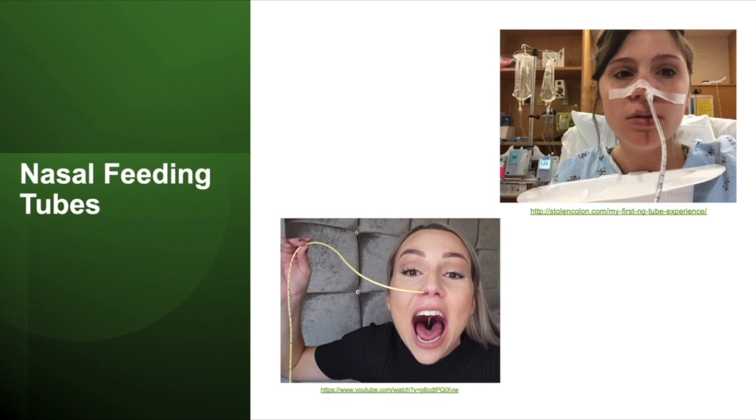Here are some examples of feeding tubes that have been inserted into the nose. Nasal routes are typically used for shorter periods of time, such as a few weeks. However, they can remain for longer periods depending on the case.